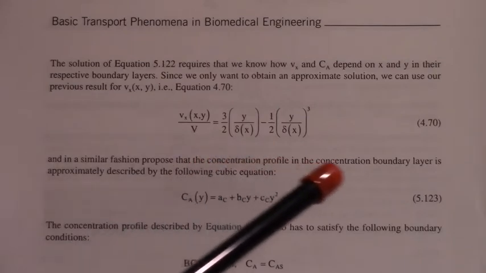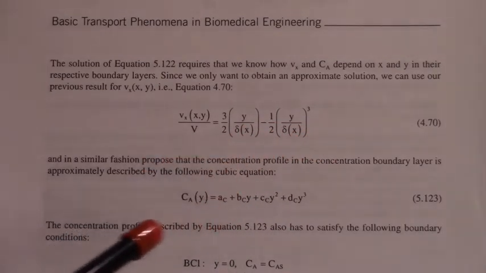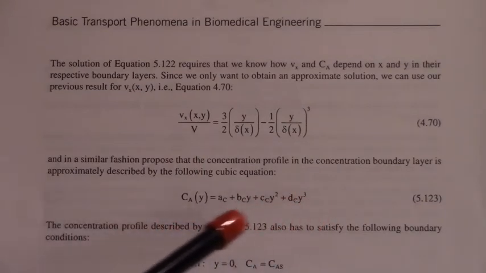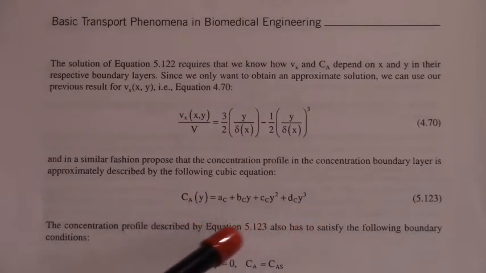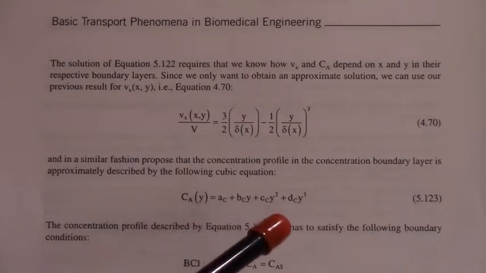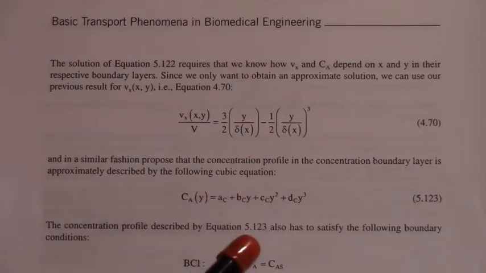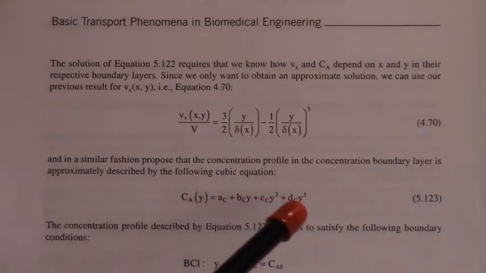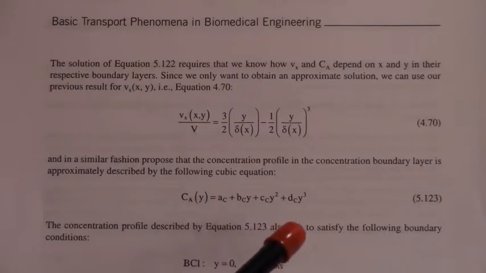So this is the velocity profile in the boundary layer, and then we can do a similar thing and write that the solute concentration profile in its boundary layer is also given by a cubic equation. Now remember, we're basically solving these differential equations in an approximate manner, but as we showed in chapter 4, these solutions are very accurate, certainly accurate enough for our engineering calculations.